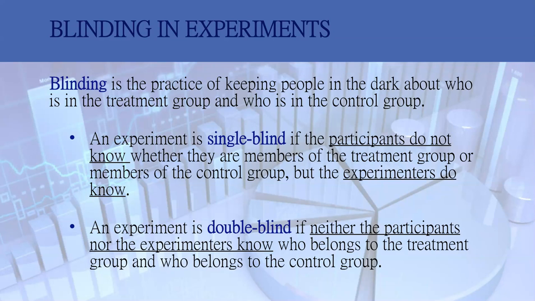And the reason you would double blind is if you had to do follow-up questions. You don't want the experimenters to ask leading questions that might lead to a certain response. So if the experimenters don't know, they'll be less likely to ask those types of biased questions.